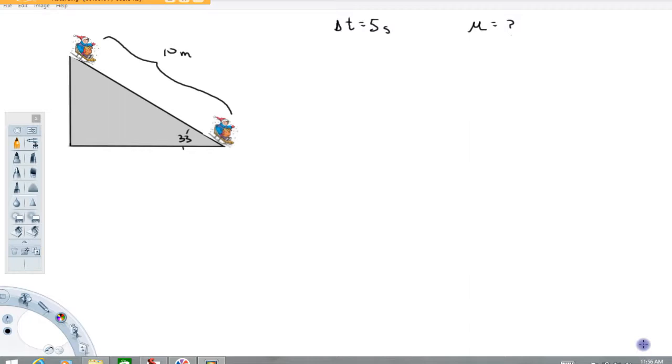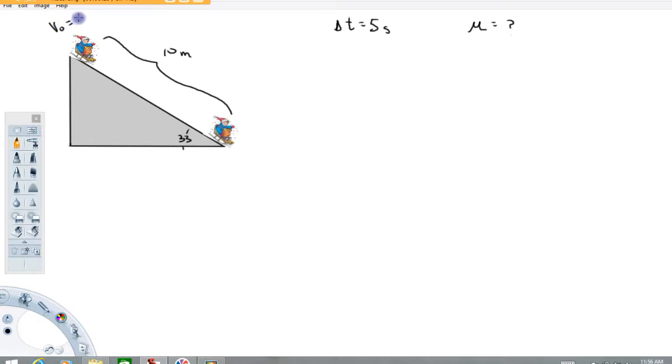I'm making this video to provide an example of how to apply Newton's second law and to see how Newton's second law goes hand in hand with the ability to study the motion of an object. Imagine this child starts at the position shown on this sled, and we're going to imagine that the child starts from rest.